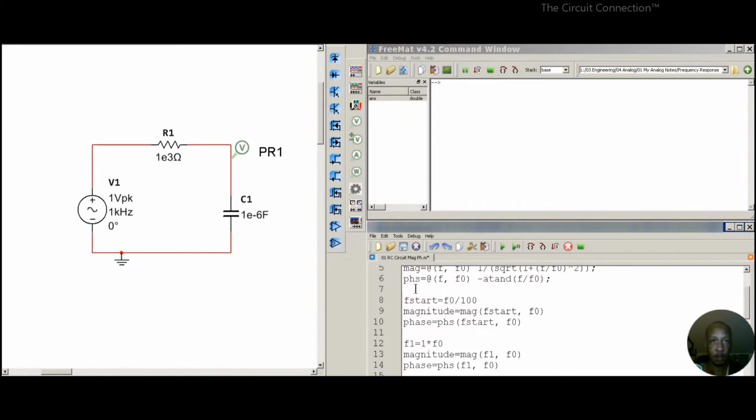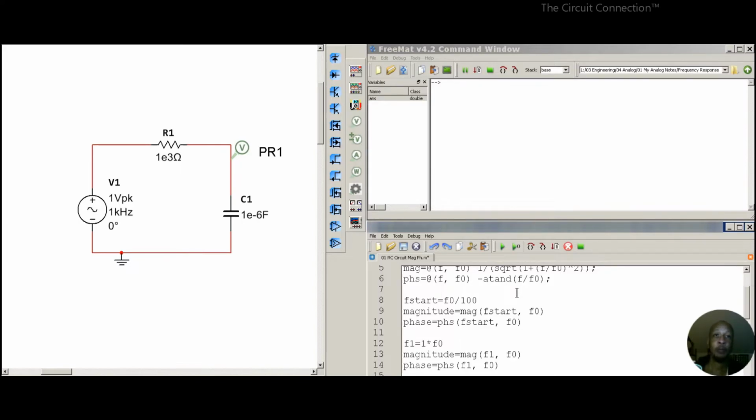Then for the phase, it's going to be the negative arctangent of f over f0. Now, in FreeMat, you're going to need to put in atand, and the d represents degrees, because you want to get your result back out in degrees. The a in front of the tan is just for arc. So arctangent, giving you your result back in degrees. And we need to get the negative of that, right, according to what we derived in the slides.